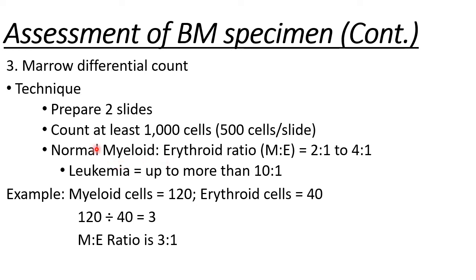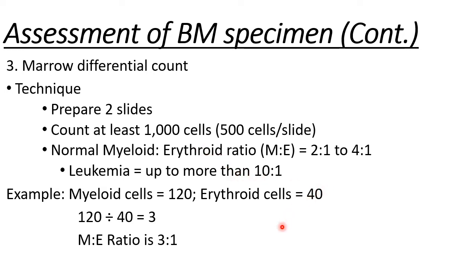Diba, ang WBC lineage natin, maraming yan. From your neutrophil, agranulocytes to granulocytes, diba? May 5 tayong family of WBC. Kaya mas marami dapat ang myeloid cells as compared to your erythroid cells. Okay? In terms of leukemic patients, sumusobra yung myeloid cells as compared to your erythroid cells. Umaabot ng more than 10:1 ratio.